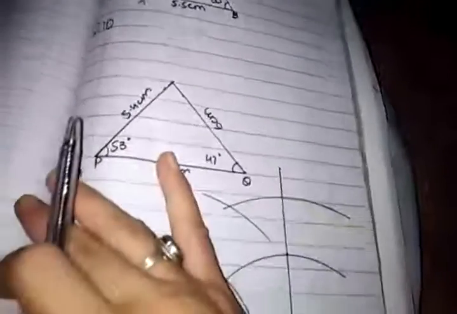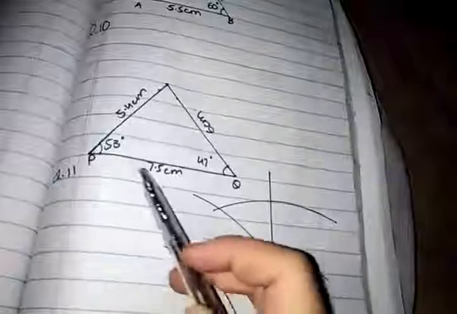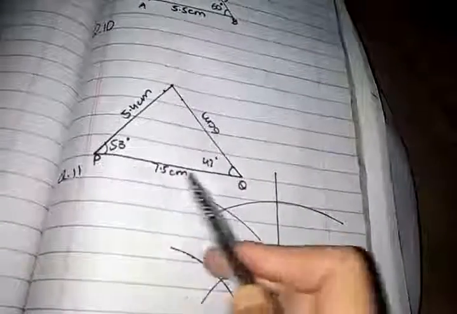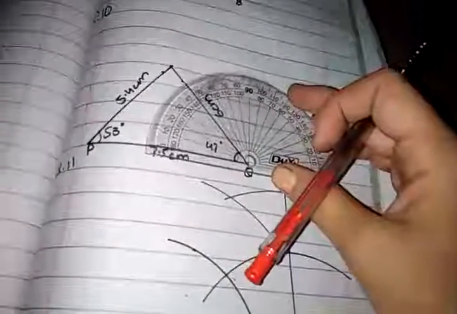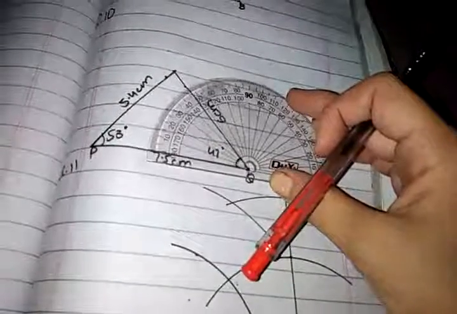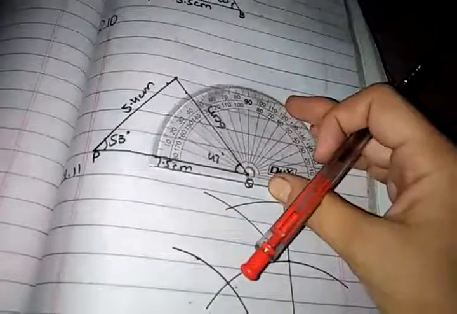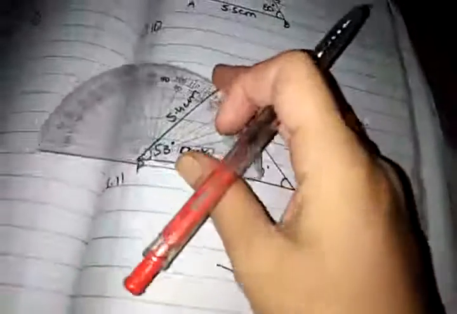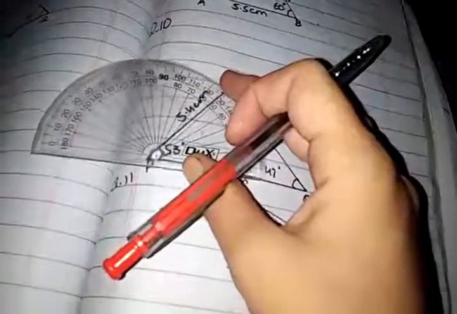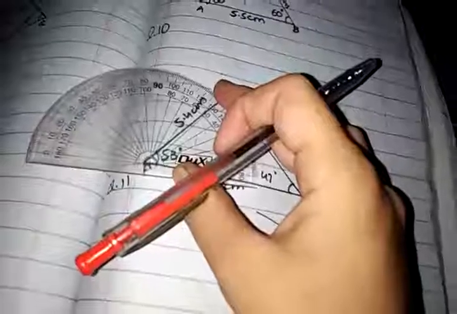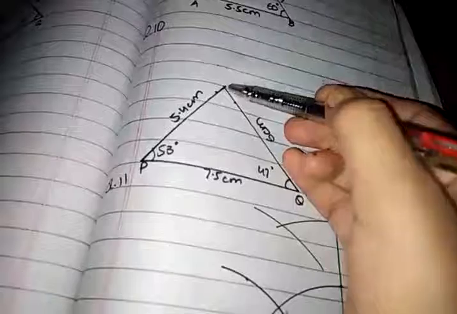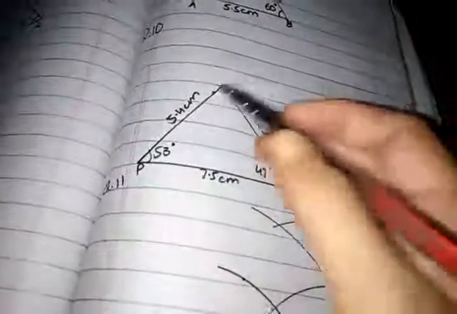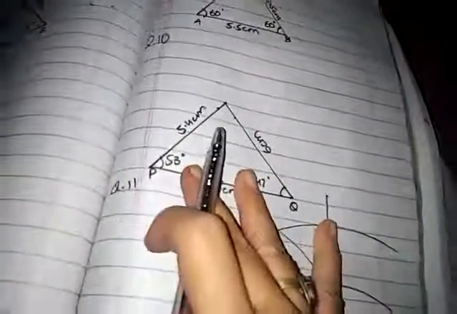Students, simply we draw a line segment of 7.5 centimeter. This is our baseline. Then we have to draw an angle of 47 degree because Q is of 47 degree. We use a protractor to draw this angle. Then we draw an angle of 53 degree using a protractor. Then we join this point with P and Q. Now our triangle is ready.